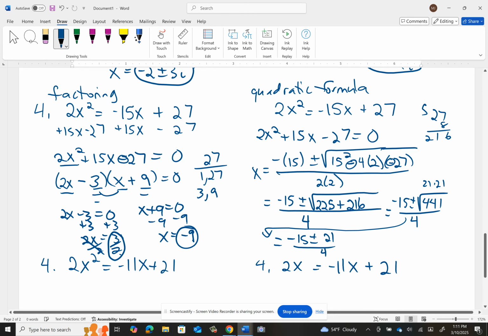I'll move this down a little. Okay, and then you need to split it up. You need to think it equals either negative 15 plus 21 over 4, or negative 15 minus 21 over 4. This would be the negative 36 over 4, which gives you the negative 9. This first one would give you a positive 6 over 4, which is where the 3 halves would have come from.